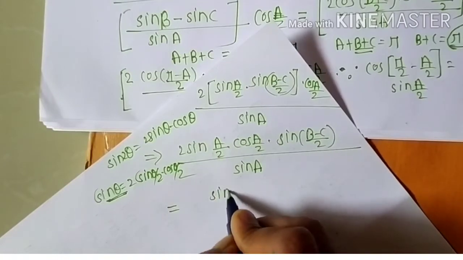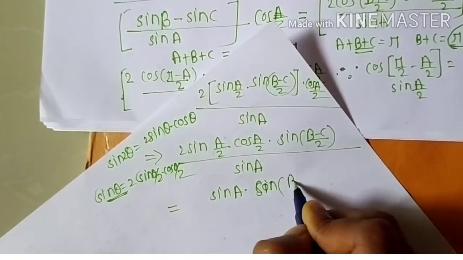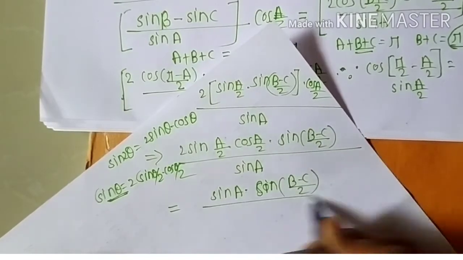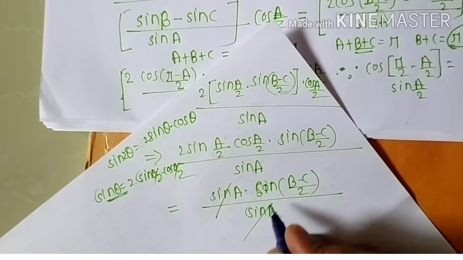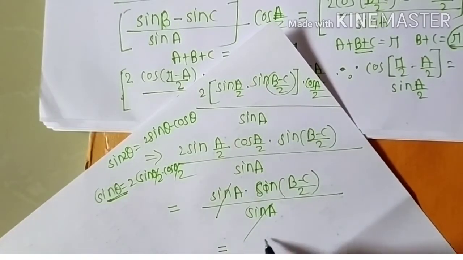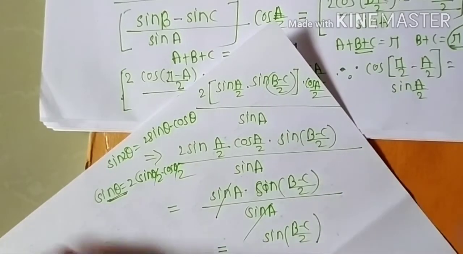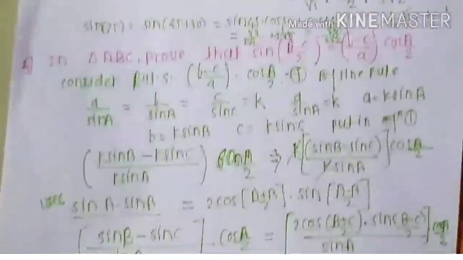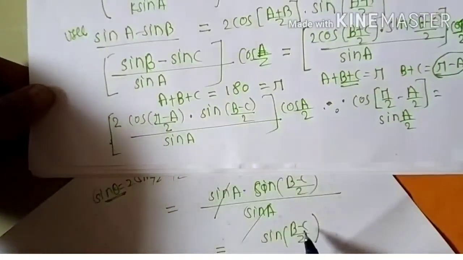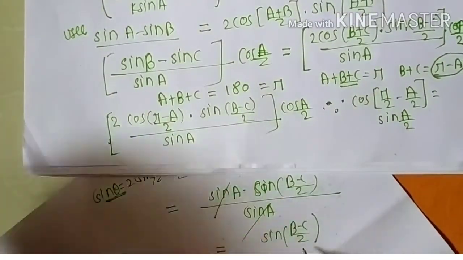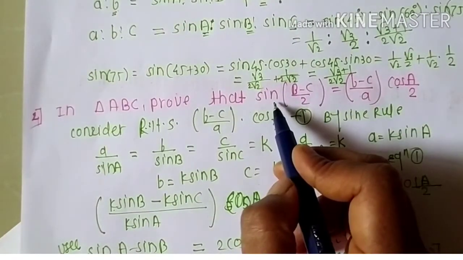Therefore sin a into sin of (b minus c) divided by 2, divided by sin a. This sin a cancels. Then what remains is sin of (b minus c) divided by 2. And what we have to prove is that it equals sin of (b minus c) divided by 2. That means we have considered the right hand side and shown that it is equal to the left hand side.